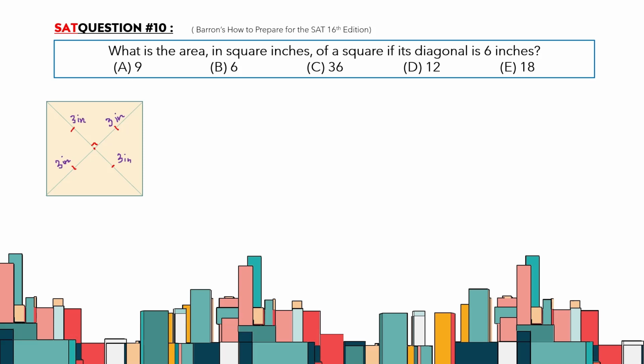Now we see that the two diagonals will cut the square into 4 equivalent parts. I will label it 1, 2, 3, and 4. Just focus on one piece, which is a right triangle with 2 equal legs. So it's an isosceles triangle.